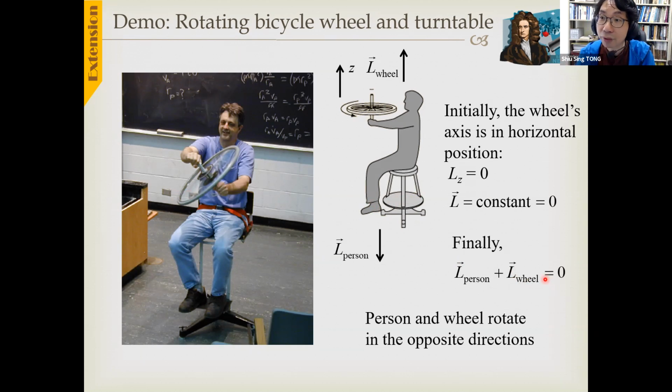So you see how powerful a conservation law is. You don't really need to handle the details about the interaction between the person and the wheel. But by applying the conservation law and treating the angular momentum as a vector, you actually can find how the wheel and the person rotate. They must be rotating in opposite directions with equal but opposite angular momentum. Okay.